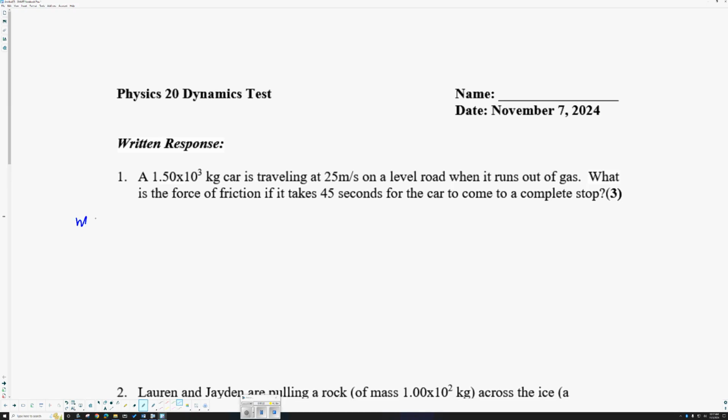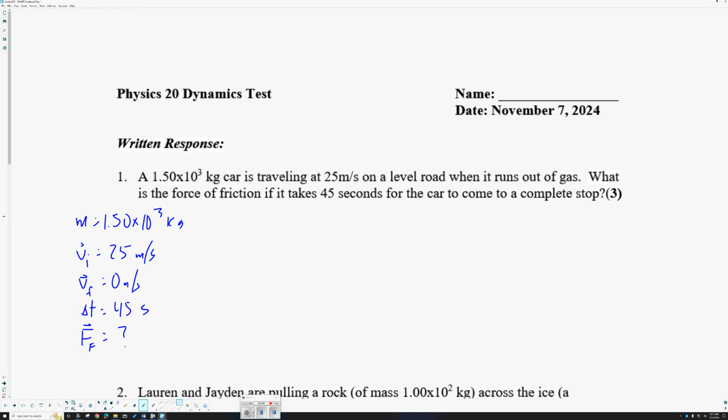Write down our givens here. 1.50 times 10 to the 3 kilograms is our mass. We've got a velocity here of 25 meters per second, and that would be the initial velocity. It's the speed that it's going before it runs out of gas. When it runs out of gas, it's going to stop. So we're going to say VF is equal to 0 meters per second. 45 seconds is my time interval here. And we're looking for that force of friction.